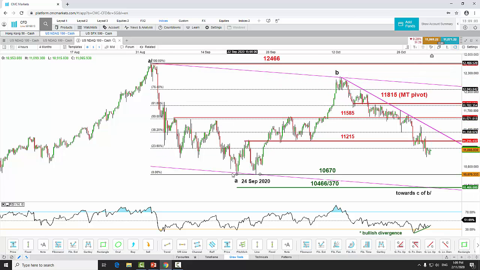Okay, let me draw the Fibo projection again. Okay, let me delete this. Pardon me. Sorry about that.